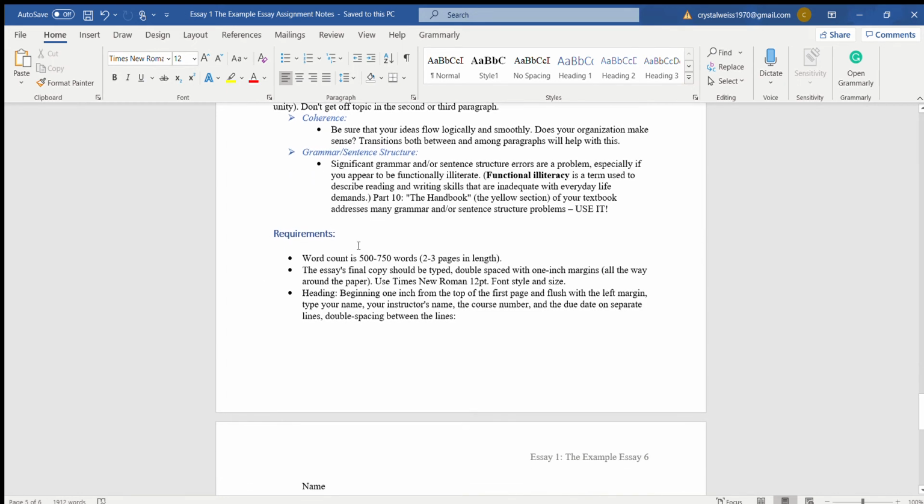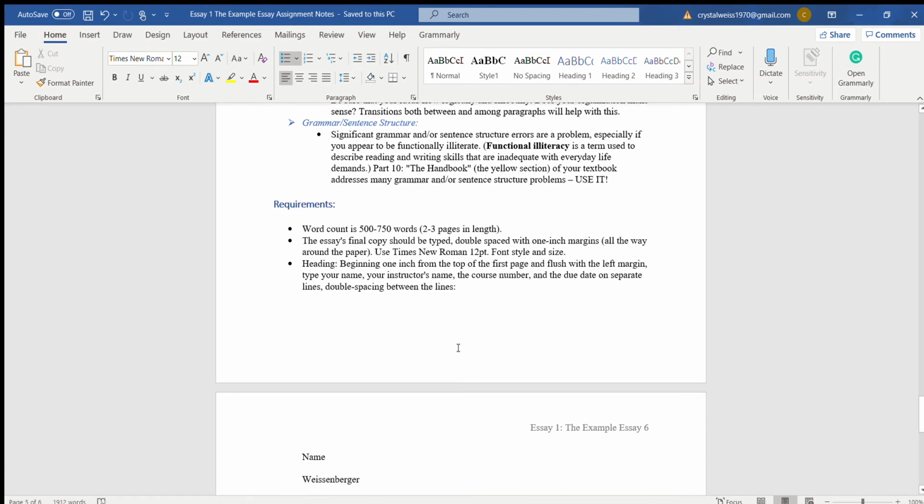Alright, coherence. Be sure that your ideas flow logically and smoothly. Does your organization make sense? Transitions both between and among paragraphs will help with this. There is a handout in your modules on transitions. I believe there might be a PowerPoint up as well on transitions. I would look at those if you're not familiar with them.